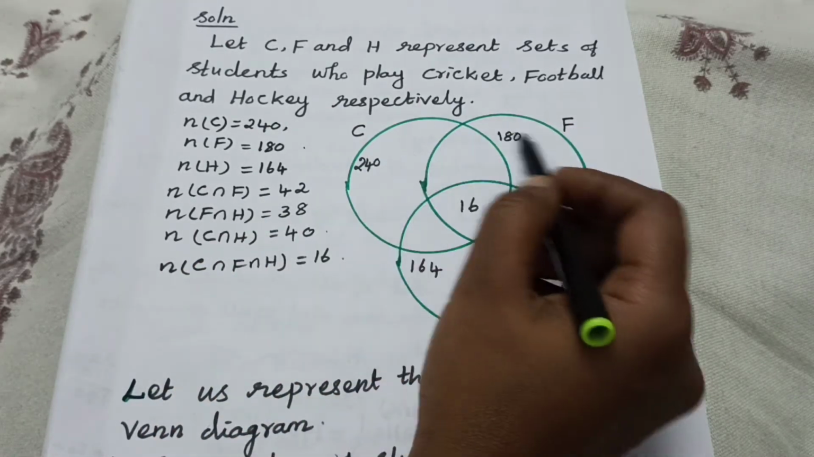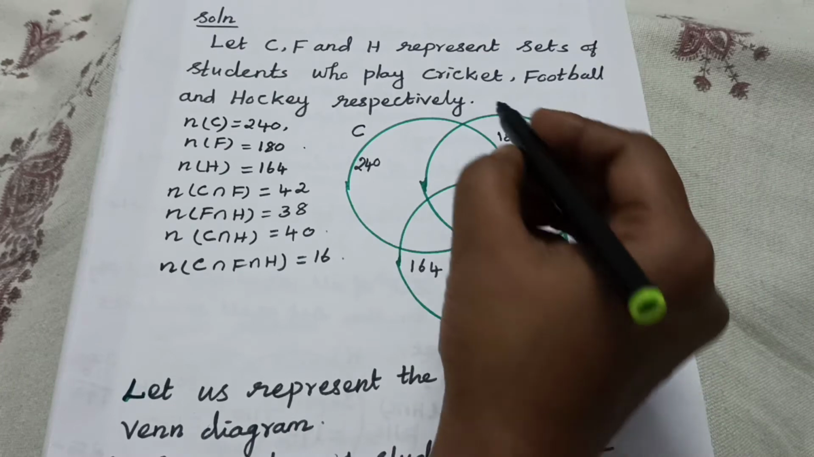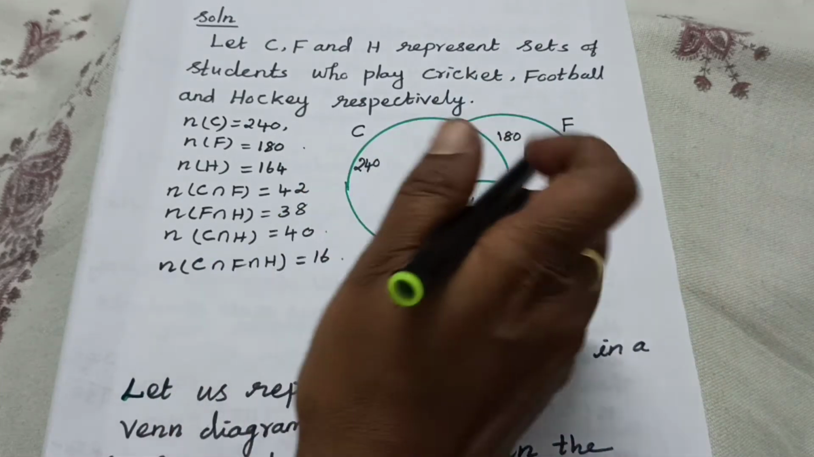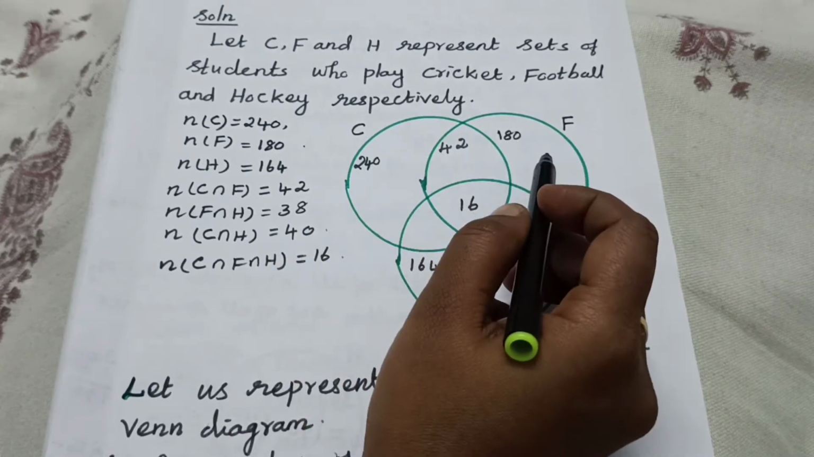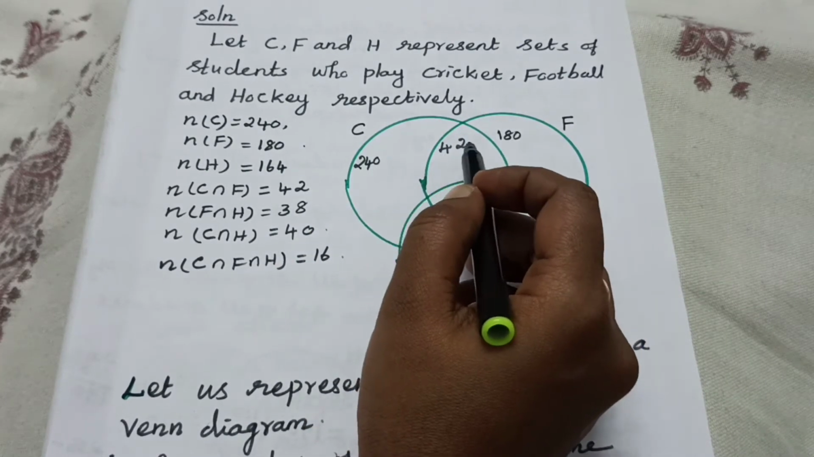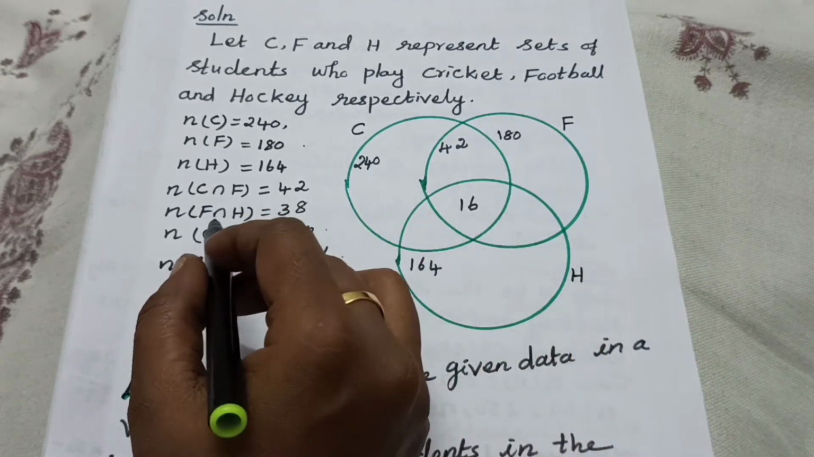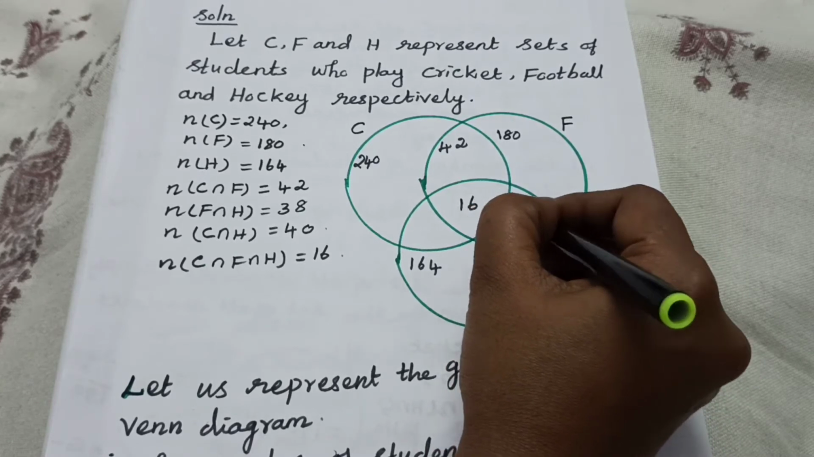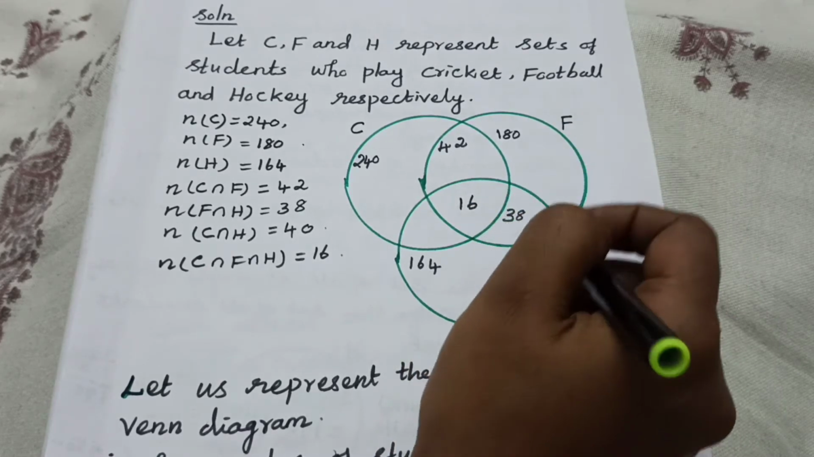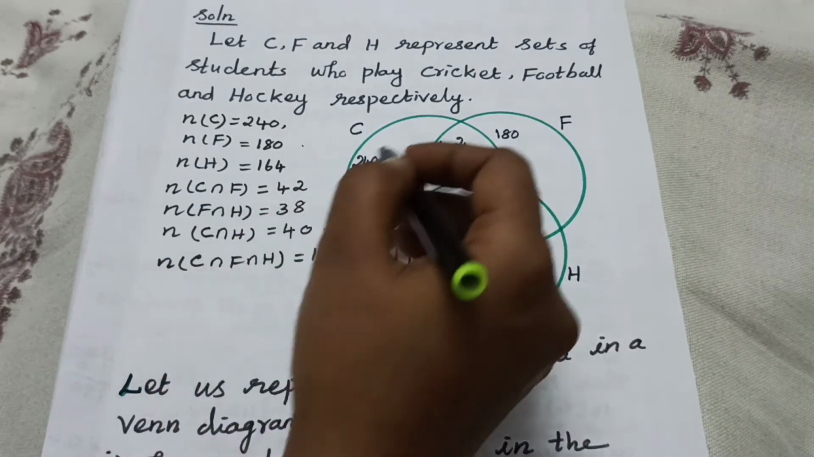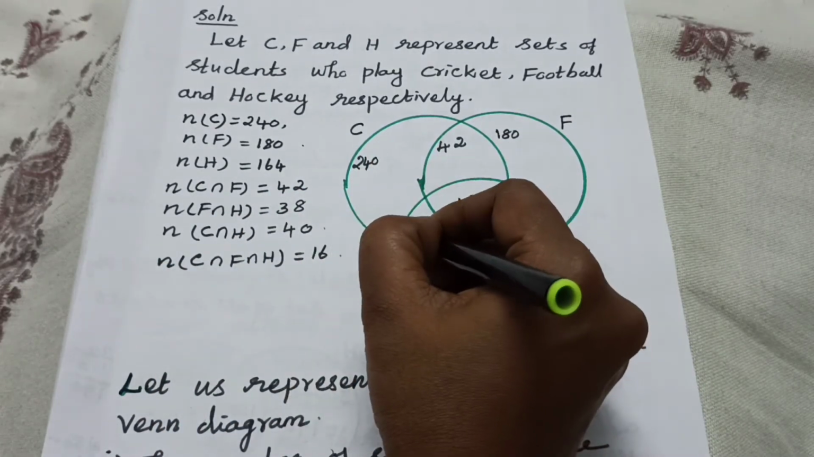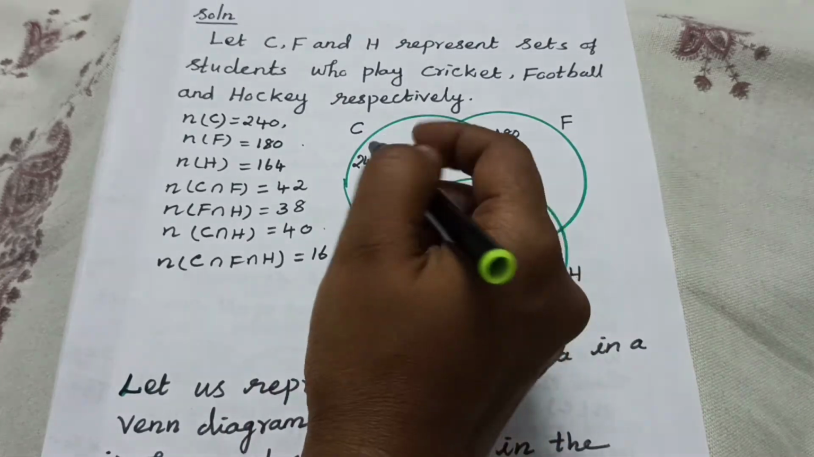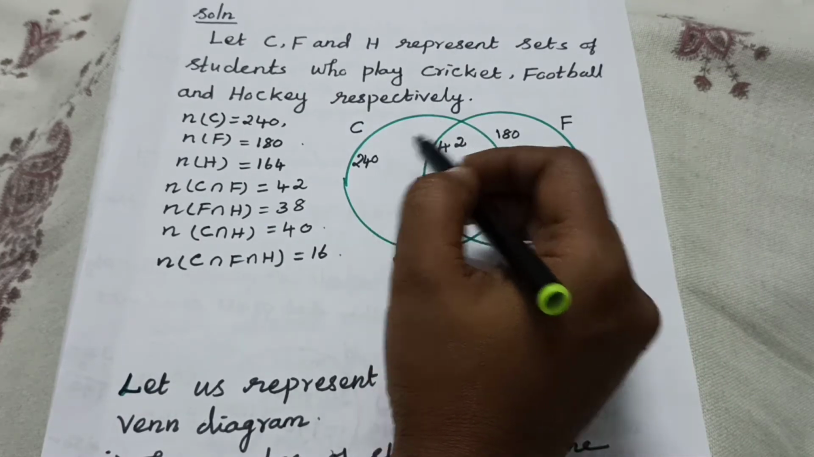Then C intersection F, that means cricket and football. How many of them play? 42. Very good. Then football and hockey, how many of them? 38. Then cricket and hockey, how many of them? 40. That one we have to write here. Okay. Then here, only cricket and football.